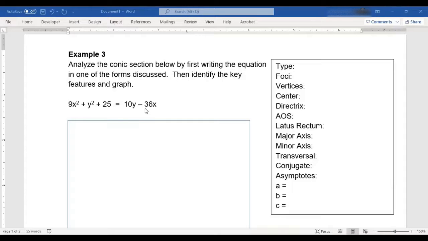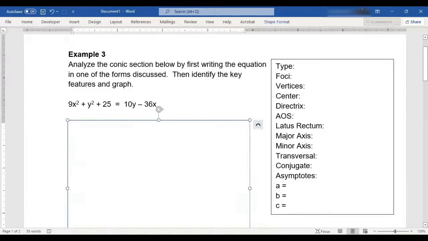The first thing that jumps out to me about this one is that we have both an x squared and a y squared. So that's going to indicate how I move stuff around. Because I have both an x being squared and a y being squared, I want to move anything that has a variable on it over to the left-hand side, and anything that does not have a variable over to the right-hand side. So I'm going to keep the 9x squared and the y squared on the left, but I'm going to subtract 25 to bring it to the right. And then I'm going to subtract 10y and add 36x to move it over to the left.